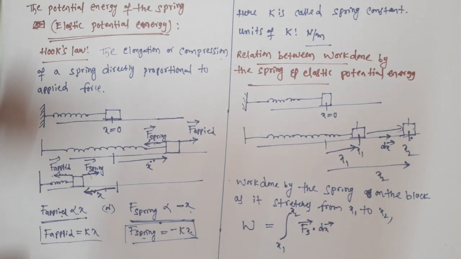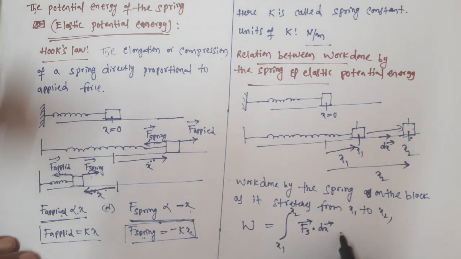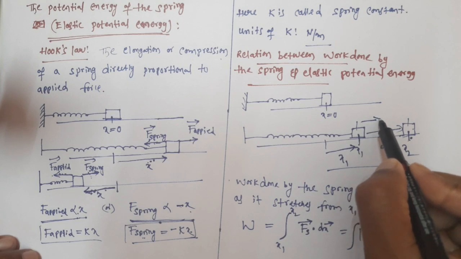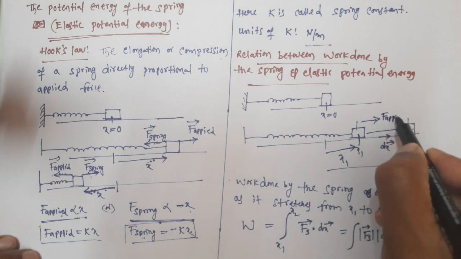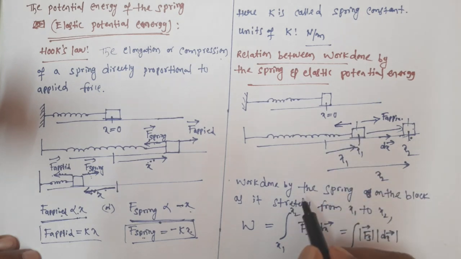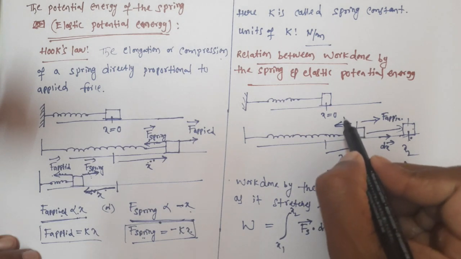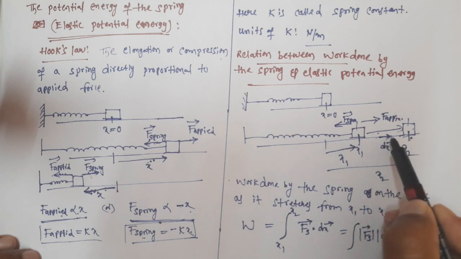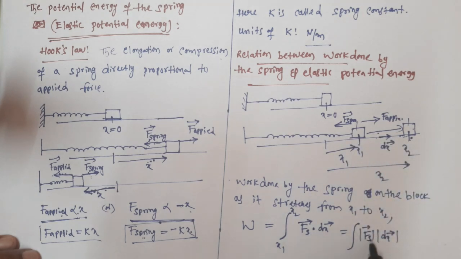Now, in the next step, what do we write here? The magnitude of Fs, the magnitude of dx bar. See guys, what is the angle between Fs and dx? We apply a force, and the applied force will be in this direction. But what is the direction of the spring force or restoring force? We are calculating the work done by the spring, so the spring force will be in the opposite direction. The spring force acts this way, but the small displacement is this way. So what is the angle between the small force and the small displacement here?